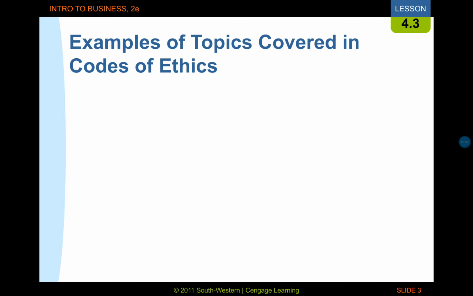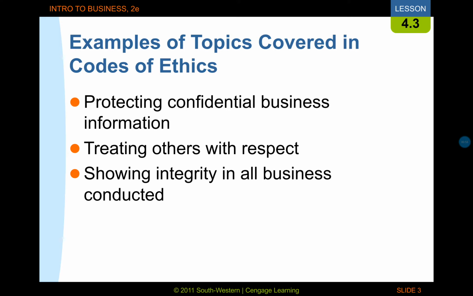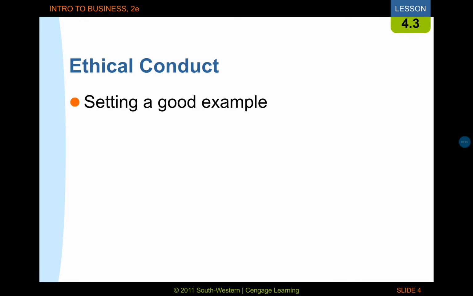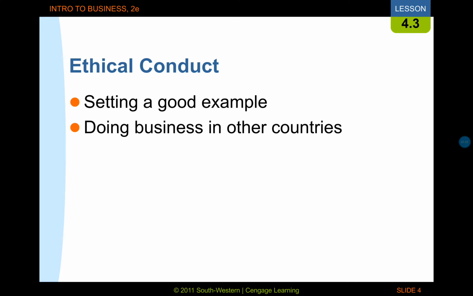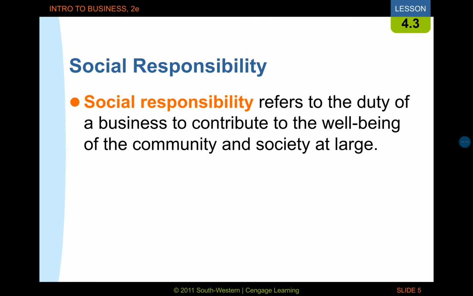Examples of topics covered in a code of ethics would be protecting confidential business information, treating others with respect, showing integrity in all business conducted. Ethical conduct would be setting a good example, doing business in other countries, providing educational programs, and then their social responsibility is the duty of a business to contribute to the well-being of the community and society at large.